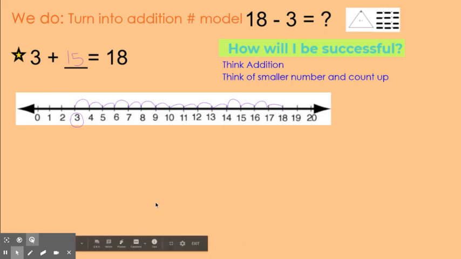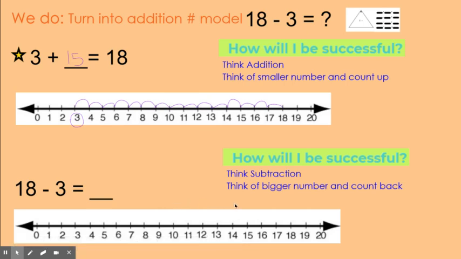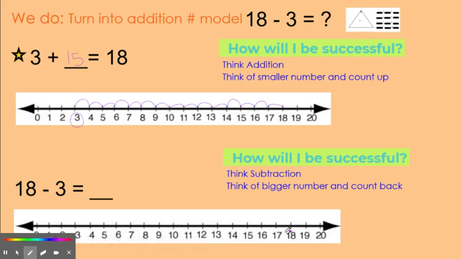All right, now let's do the other way and think subtraction. You can leave it the way it is. And when we're thinking subtraction, how do you do that? What should we think? You're right. Here it says to think of the bigger number and count back. So the bigger number is 18. So I would circle 18. And we're going to stop on what number? 3, yes. So let's count with me.